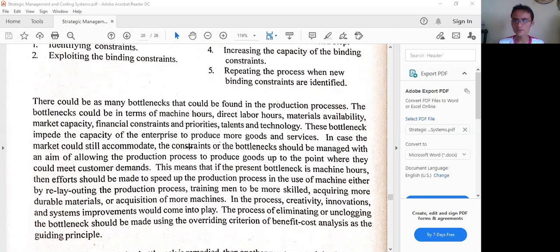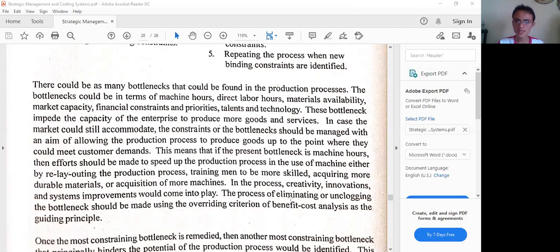We have to identify whether, for example, the manpower is not skilled enough. Then we have to retrain them, continue training them if possible, and invest in them. Many things can be done, depending on the constraint or problem. All right, the process of eliminating or unclogging the bottleneck should be made using the overriding criterion of cost-benefit analysis as the guiding principle, which is very true, and something we can always relate to in management accounting: whenever we decide, we always think of cost-benefit analysis.